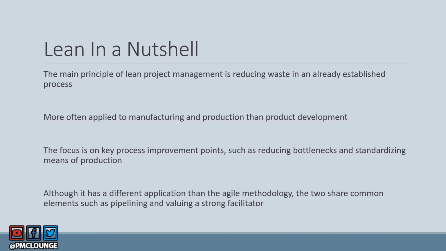Now, although the applications of lean project management are pretty different than the agile methodology, the two, that means agile and lean, share common elements such as pipelining and valuing a strong facilitator. What do you mean by pipelining? Is it related to the product backlog? Does it have anything to do with the product backlog? Do let us know in the comments below.